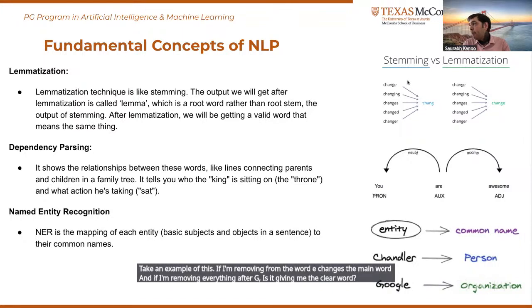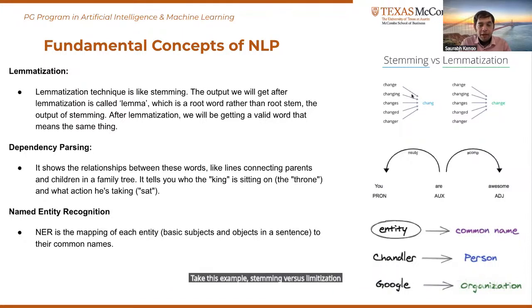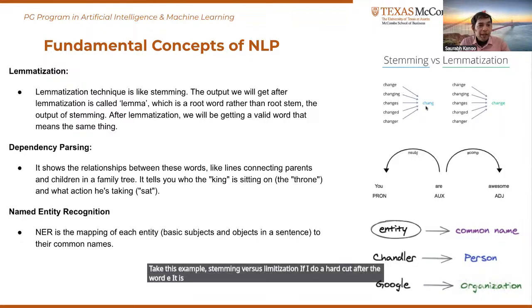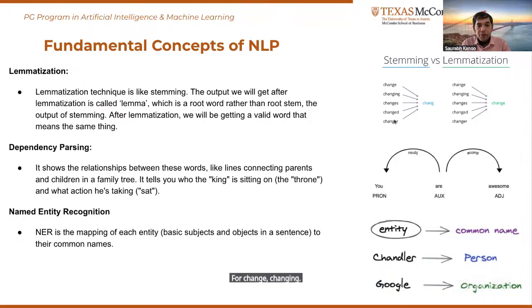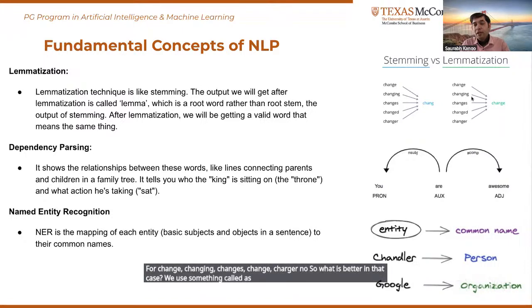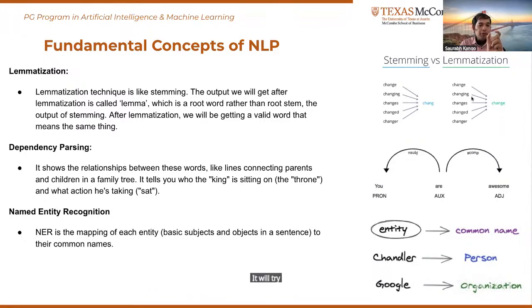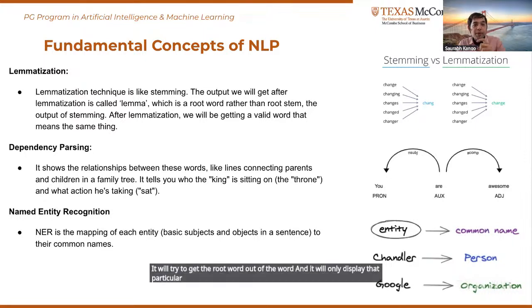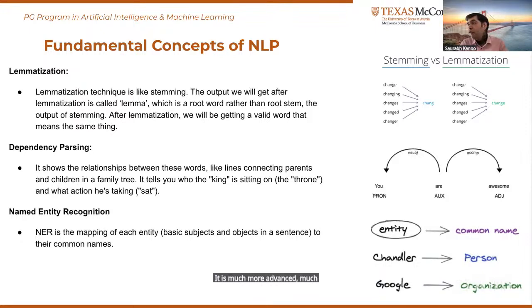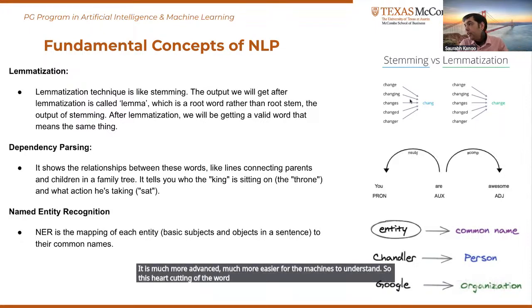Take this example, stemming versus lemmatization. If I do a hard cut after the word, it comes as Chang. Is it making any sense for change, changing, changes, charger? No. So what is better in that case? We use something called lemmatization. It will try to get the root word out of the word, and it will only display that particular root word. It is much more advanced and much easier for the machines to understand. So this hard cutting of the word is kind of dangerous, and hence we use lemmatization.